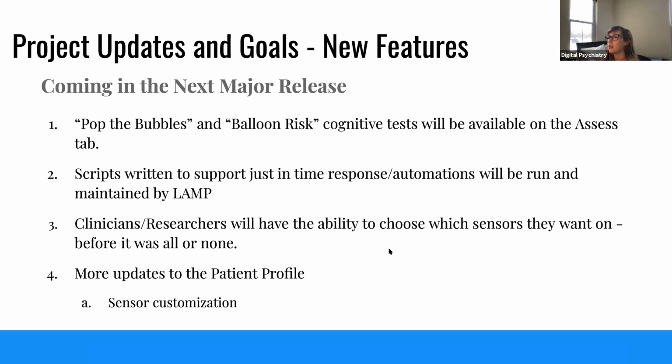And then soon we're also going to have the ability to pick and choose which sensors you'd like to have collecting data. So GPS, accelerometer, those were all or nothing basically before. And now you'll be able to choose which ones you'd like to be collecting on patients. And as a new update to the patient profile, you will also be able to pick and choose which sensors you are collecting for which patients and which study. Are there any questions on updates? Great.